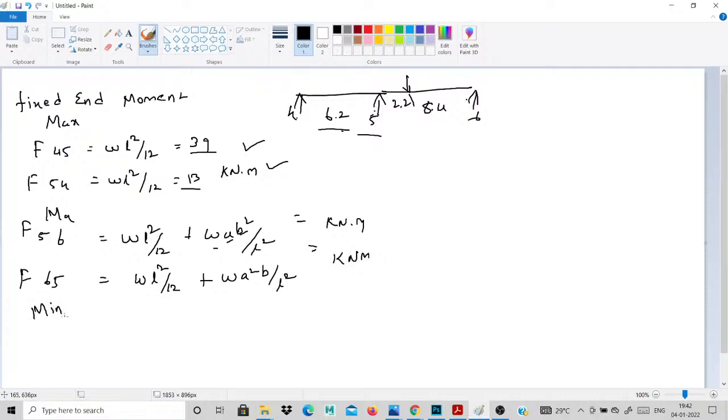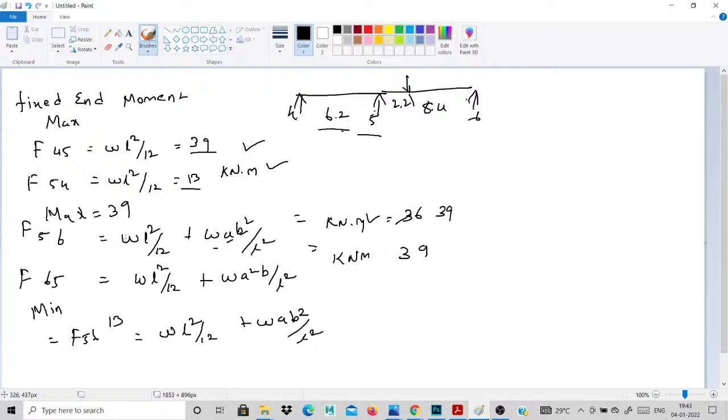Then the minimum moment. You go for the minimum moment, the FEM 5 6 minimum value. For the maximum you apply the 39, and for the minimum you apply the 13. The 5 6 same procedure, WL square by 12 plus the point load term. Same formula, but the values will change. For the maximum value you take 39, for the minimum value you take 13, and the point load you take is 75.